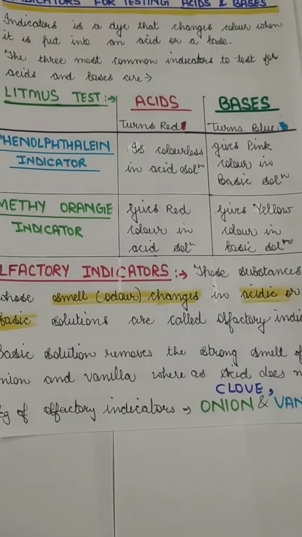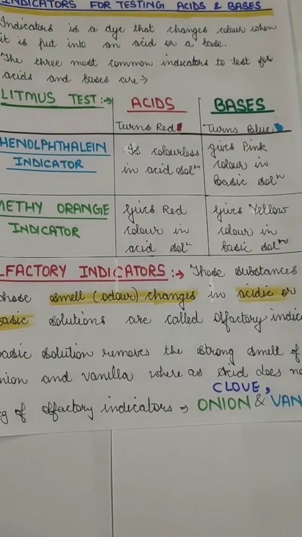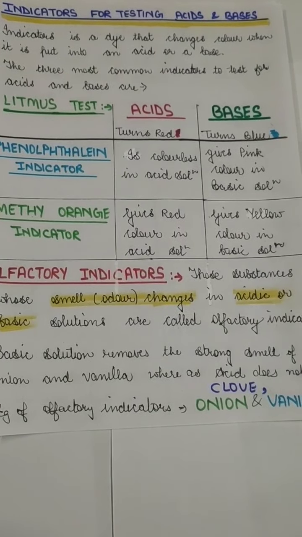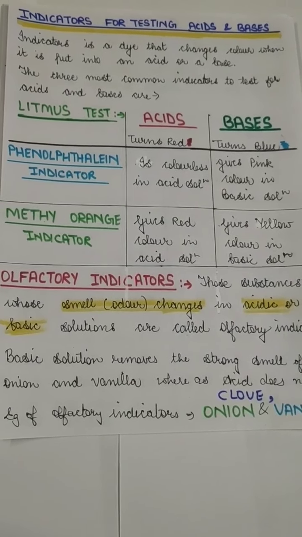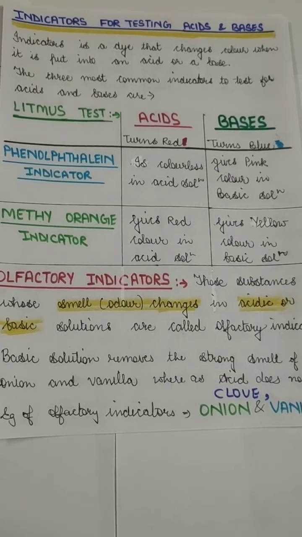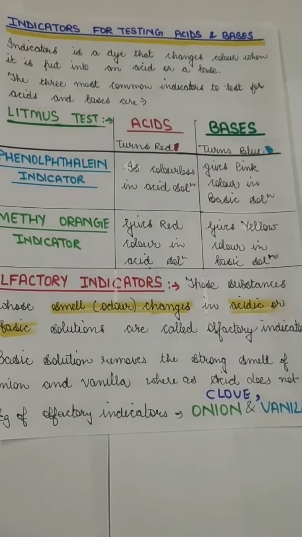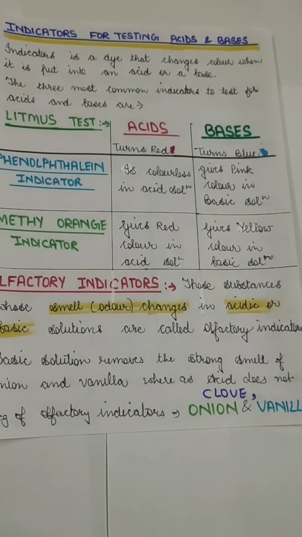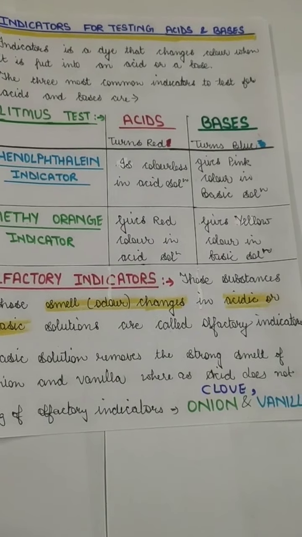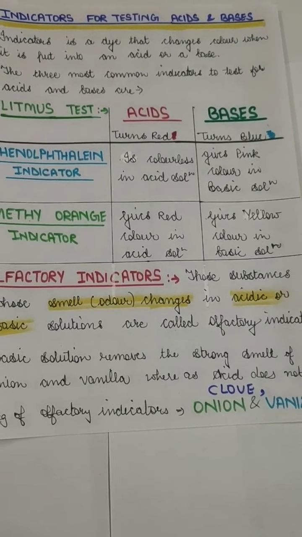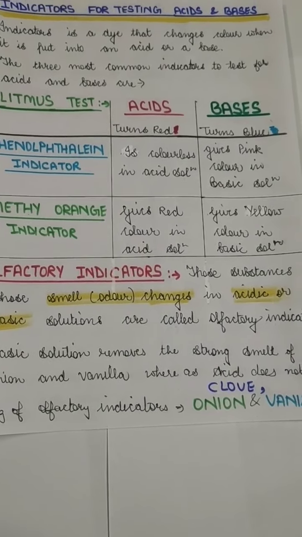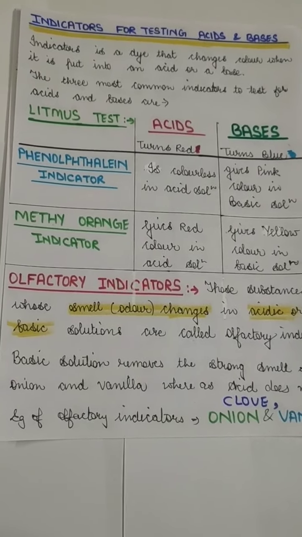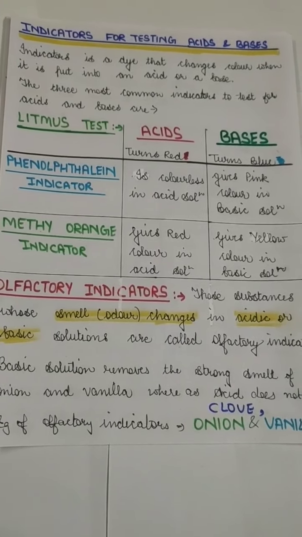When we smell the strip which has been treated with a basic drop, we won't smell any onion smell. But when we use the strip dipped in an acidic solution, we will smell that peculiar onion smell. That means acid cannot destroy the smell of onion, whereas bases can destroy it. So onion here stands for an olfactory indicator. The other example is vanilla.